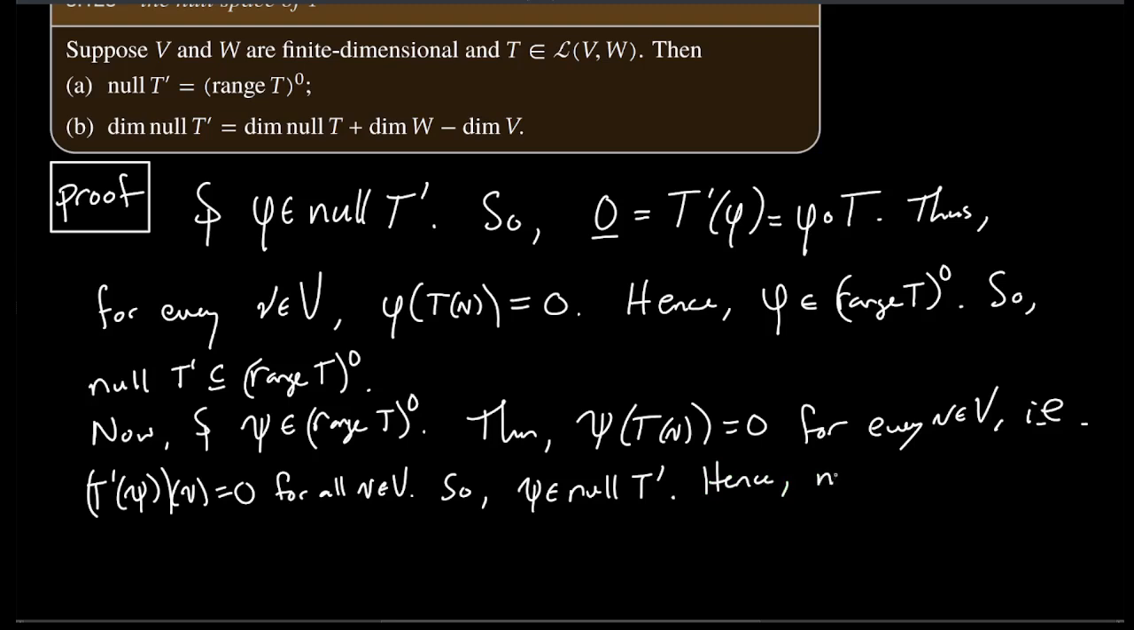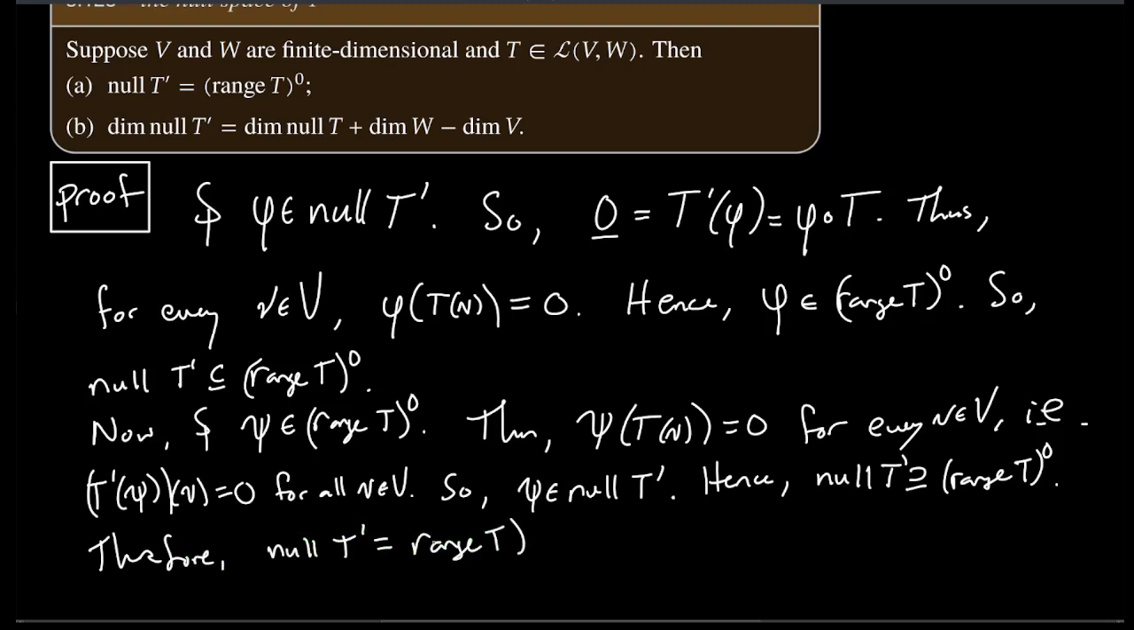Hence, null T prime contains the range of T's annihilator. So we've shown that they're equal. The null space of T prime, the dual of T, is equal to the range of T's annihilator. All right, so we've got the first one down. What about this second one?